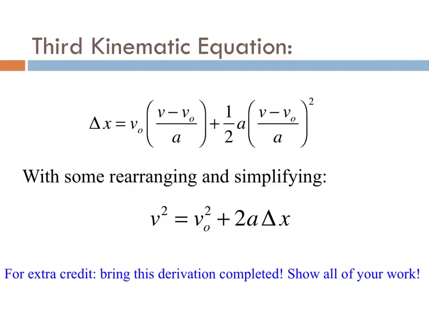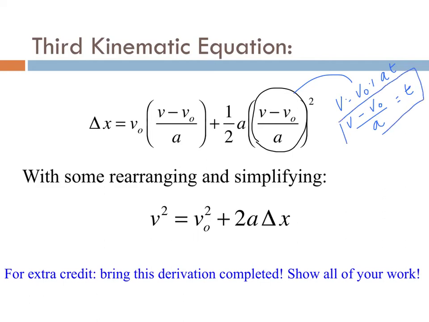And our last official kinematic equation comes from substituting in v is equal to v naught plus at. Solving this in terms of t, so I get v minus v naught divided by a is equal to t. And I go back to the first kinematic equation, and everywhere I have a t, I substitute in this new piece. So with some algebra, it simplifies down to this piece.